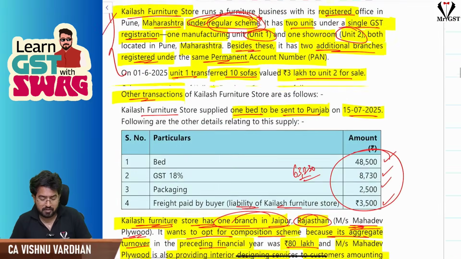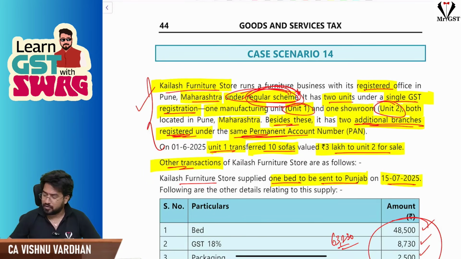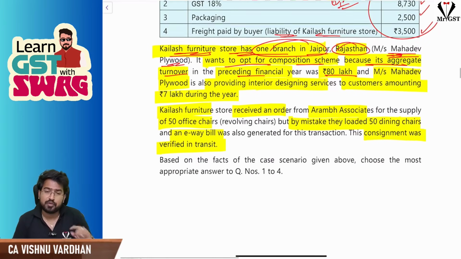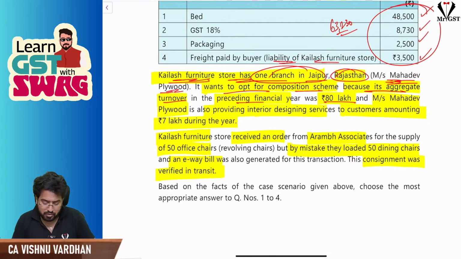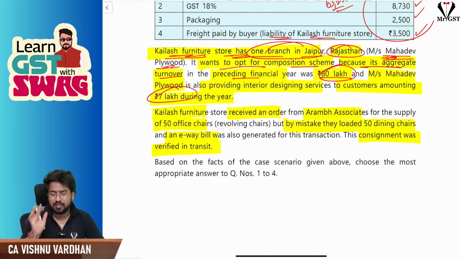In the first paragraph itself, they told us these people are doing business with the normal, regular scheme, and they have two additional places registered under the same PAN. So we have understood they are under the same registration. If you are under the same registration, one with normal and one with composition scheme is not possible. You know that. So here the turnover information and all these things are absolutely irrelevant.